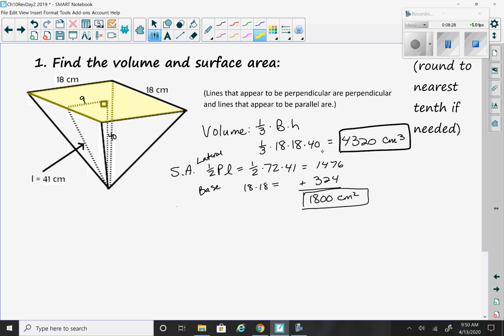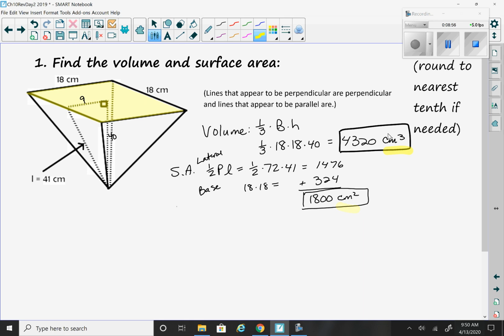For my surface area, again, this was pretty easy. 1/2 times the perimeter of the base, 4 times 18 is 72, times the slant height, which is 41. So we got 1476 for the lateral. And then the area of the base, 18 times 18, that's 324. And when I add those together, I get a total surface area of 1,800 centimeters squared. Again, just notice that for surface area, your units are squared, and for volume, your units are cubed.